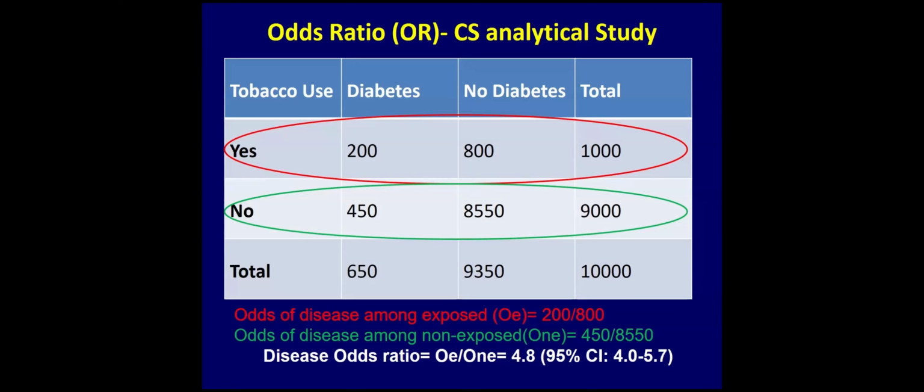Second thing is, odds ratios overestimate the association. For example, for the same example, same numbers, if I calculate the odds ratio it will come as 4.8, whereas my prevalence ratio was 4.